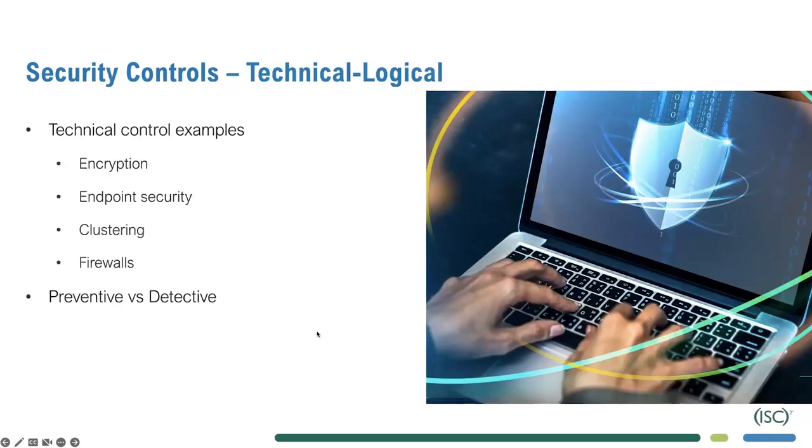For our technical or logical controls, then, things like encryption, endpoint security. Endpoint security is a more modern phrase for antivirus. Antivirus is protecting just against viruses. Modern endpoint detection and response systems, EDR, they provide protection for network threats, ransomware, malware, viruses, not just for viruses. So the term you'll hear commonly is either endpoint security or EDR, endpoint detection and response. Clustering, getting systems to work together in combination to provide more resilience.